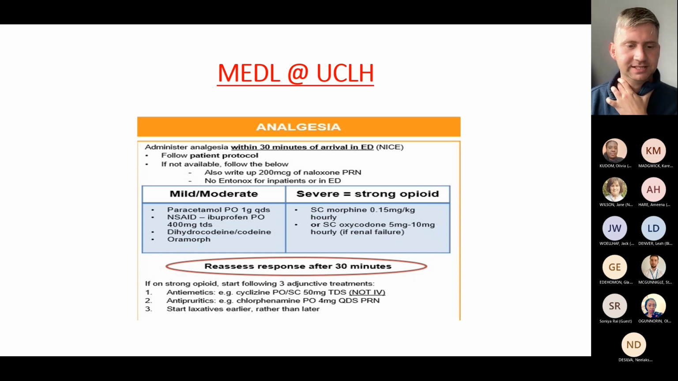Antipruritics: chlorphenamine is the standard, give 4 milligrams orally QDS if needed. And start laxatives earlier rather than later, because we don't want to constipate the patients further. We know that when sickling is happening, that causes constipation. The opioids cause constipation, and the constipation in itself can trigger another crisis once you've got over this one. So it could be a little bit complicated and long lasting.